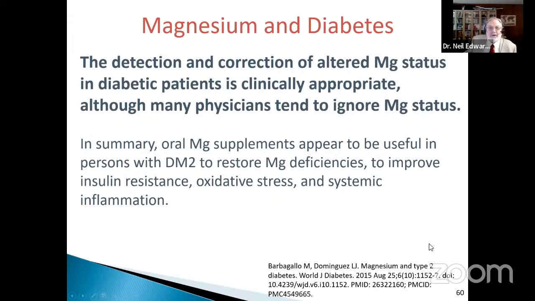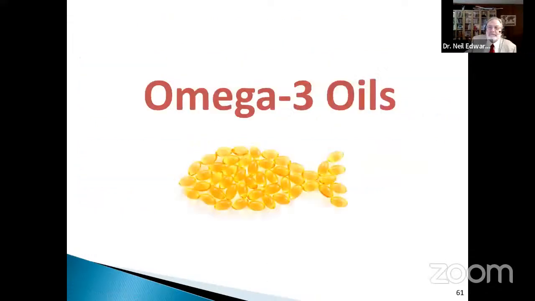So it's clinically appropriate to look for altered magnesium status in diabetic patients. Oral supplements seem to be useful to restore deficiencies, improve insulin resistance, oxidative stress, and inflammation, all important factors.